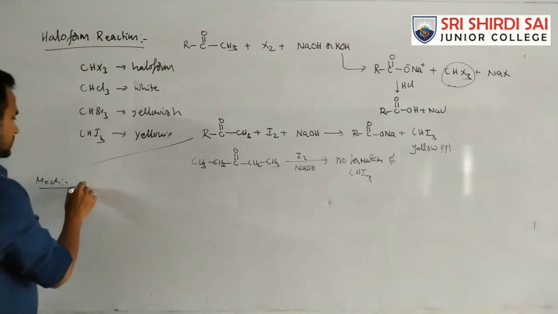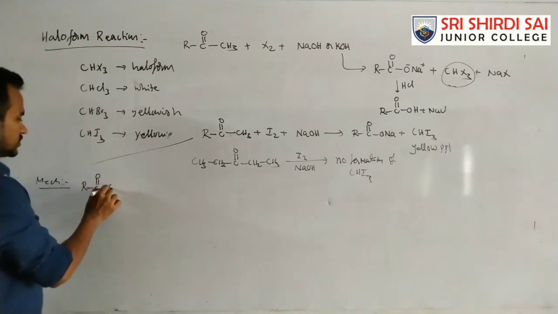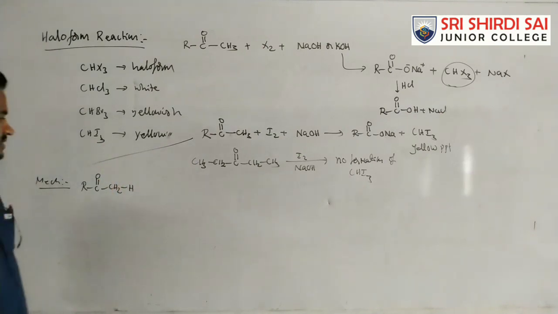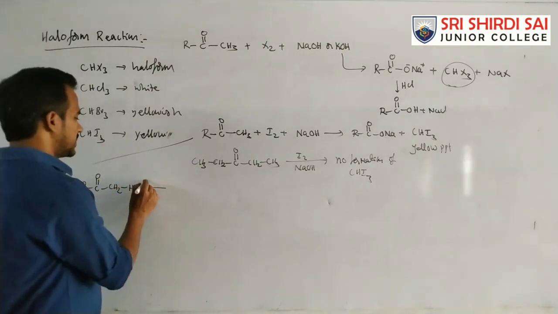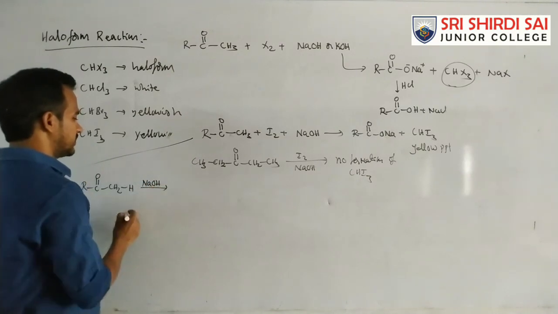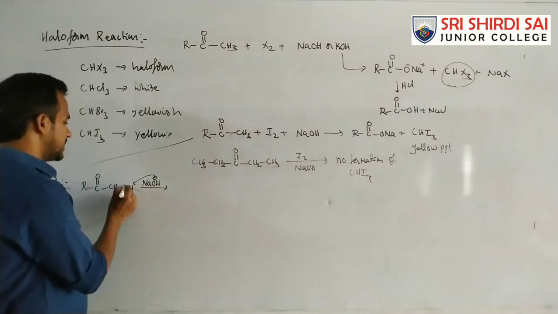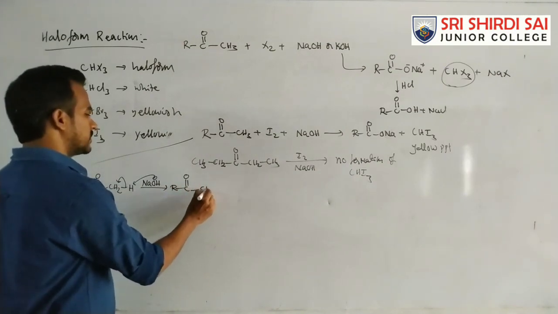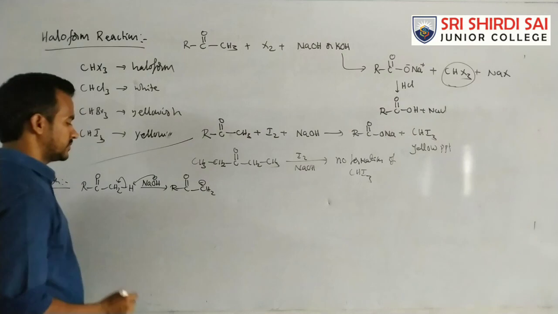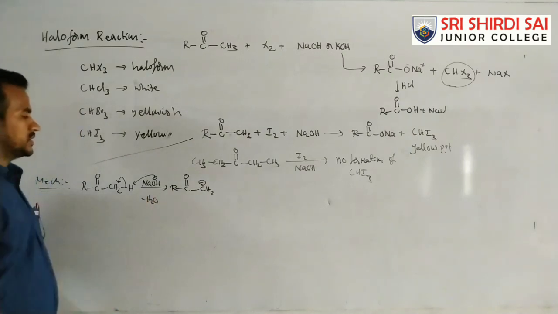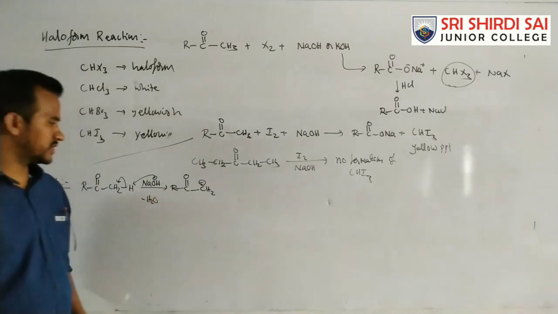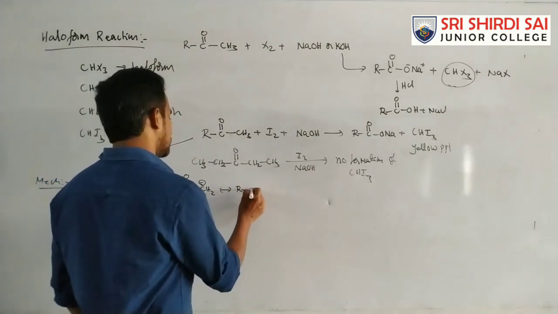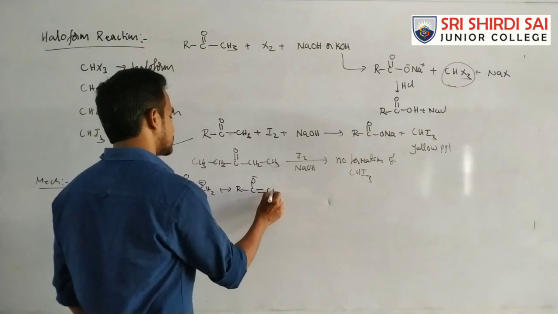First of all, in the methyl ketone, this hydrogen is acidic in nature. So on treating with NaOH, this OH minus removes the H plus, with loss of H2O. So a carbanion is generated. Now this carbanion is generally stabilized by resonance.